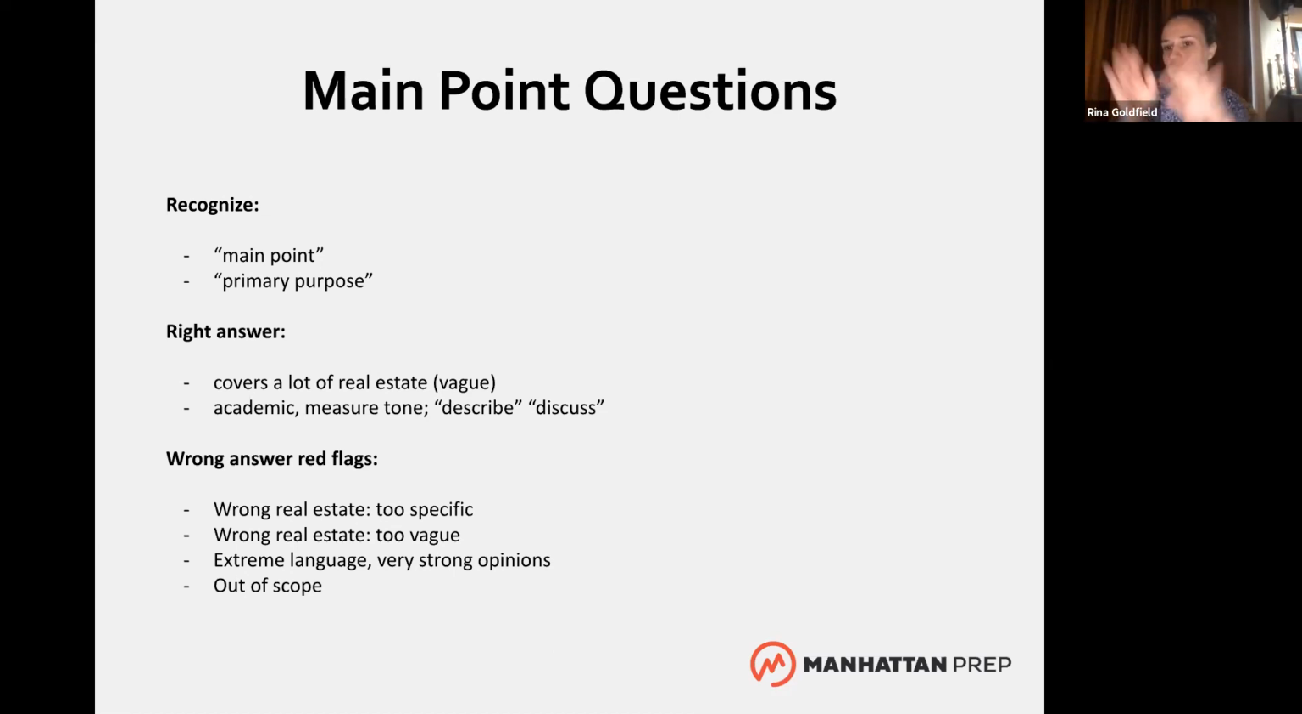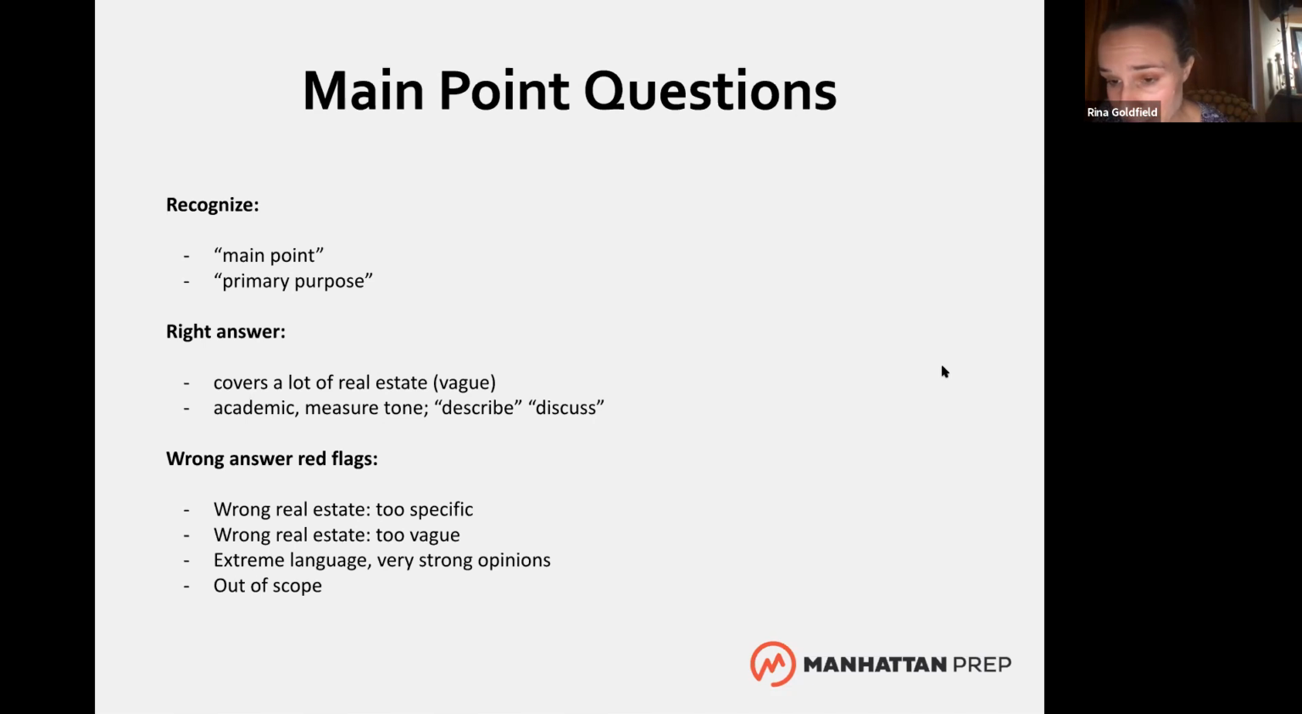So we want that Goldilocks right amount of real estate coverage, that it summarizes what's in the passage, but not in too nitty-gritty language. We also want to be wary of extreme language and very strong opinions, like telling college students what they should do, and things that are out of scope, like environmental decisions or conditions, things that weren't even mentioned in the passage.